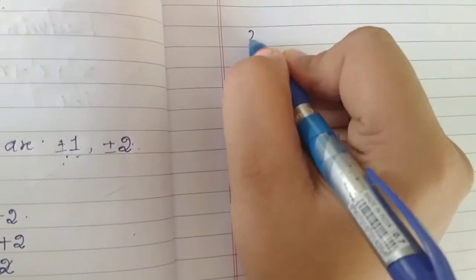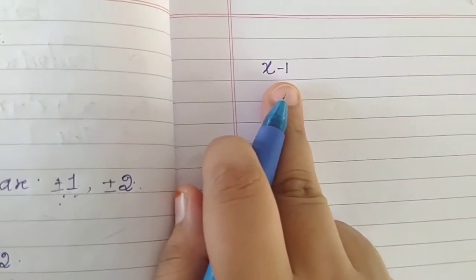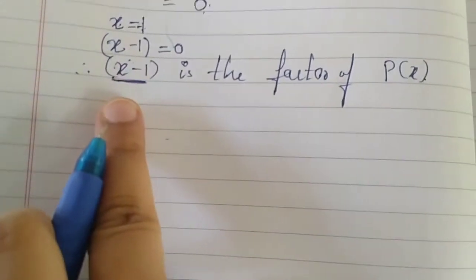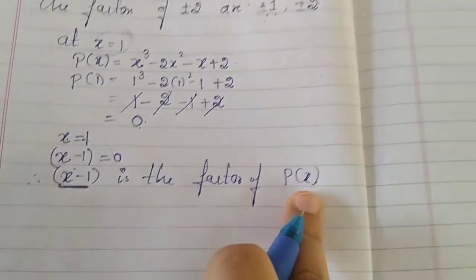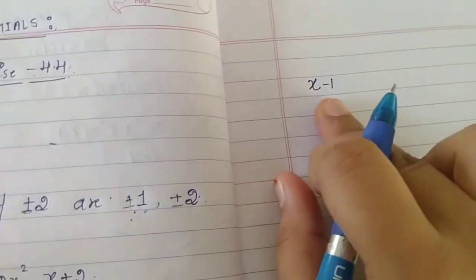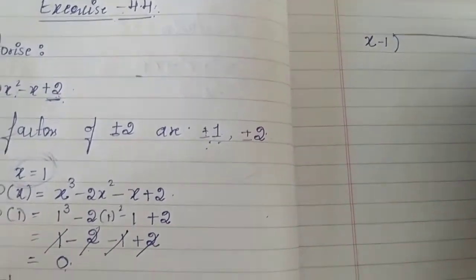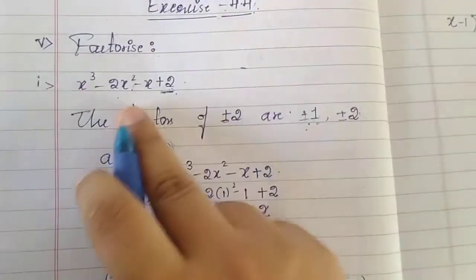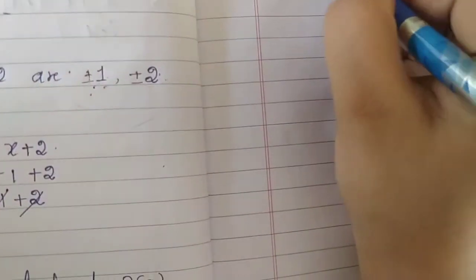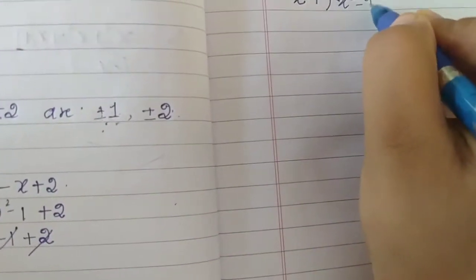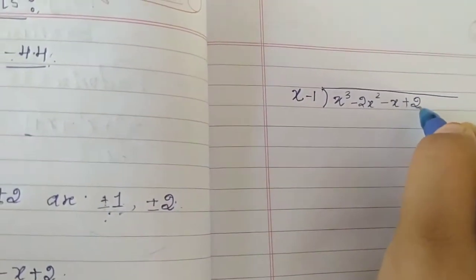So first thing I am going to write over here is x minus 1. Why have I taken x minus 1? Because here we have already proved that x minus 1 is the factor of p of x, isn't it? So that I have considered. Okay, so this is your divisor now, and this cubic polynomial is your dividend: x cube minus 2x square minus x plus 2.